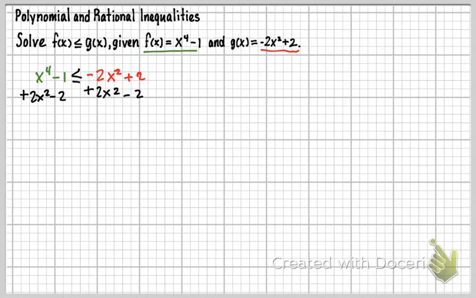And on the left side, I'm going to get x to the fourth plus 2x squared minus 3 less than or equal to 0. So now keep this in mind. Also, I noticed I put it in descending powers again too. It's very important that I put it in those steps because when I get to factoring, it just helps a ton.